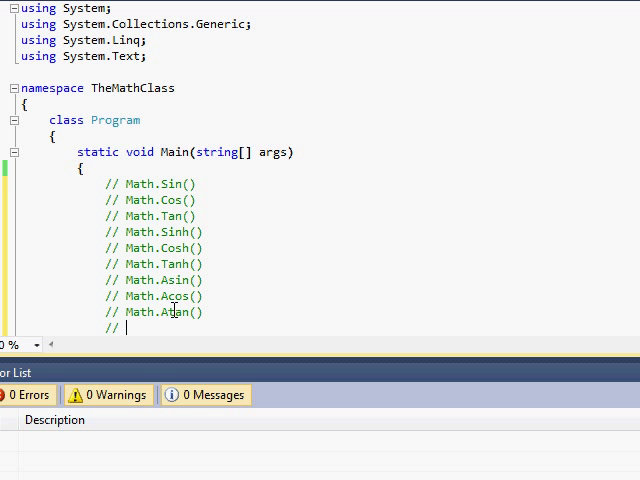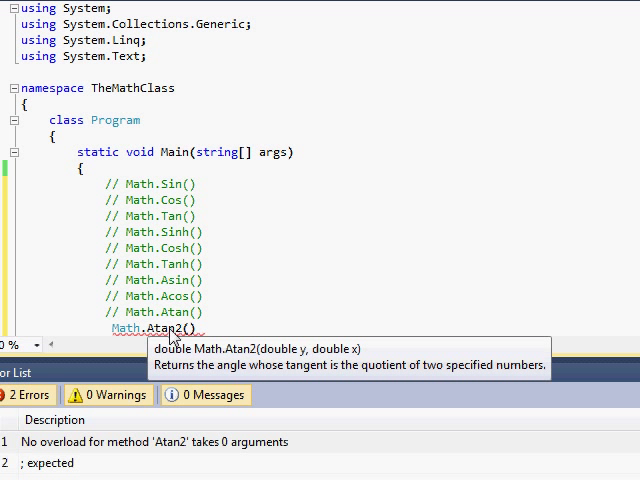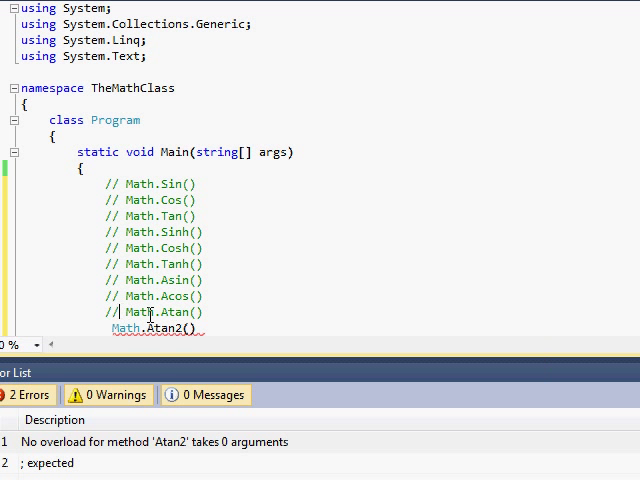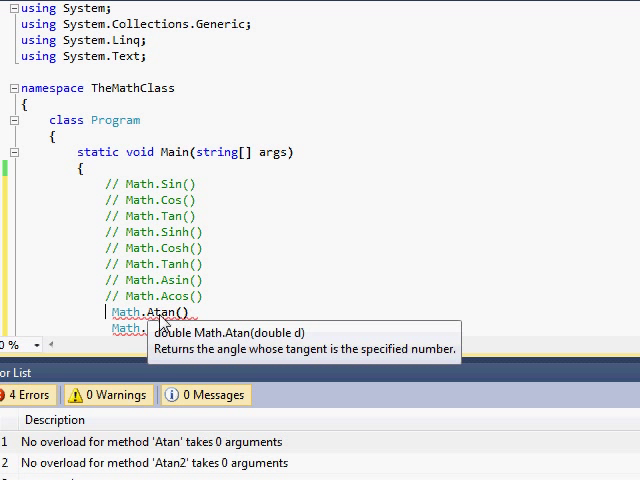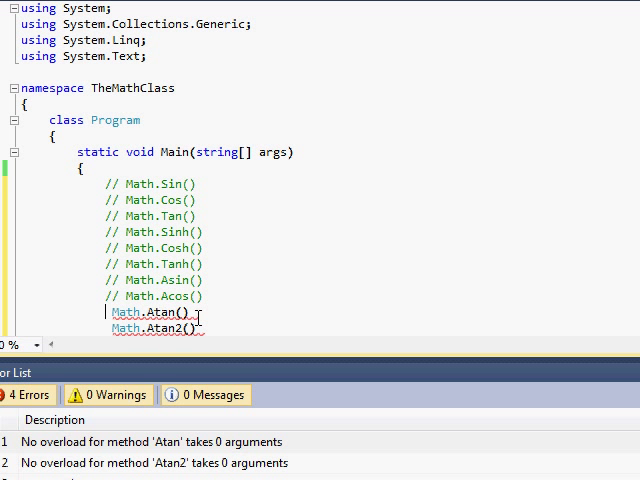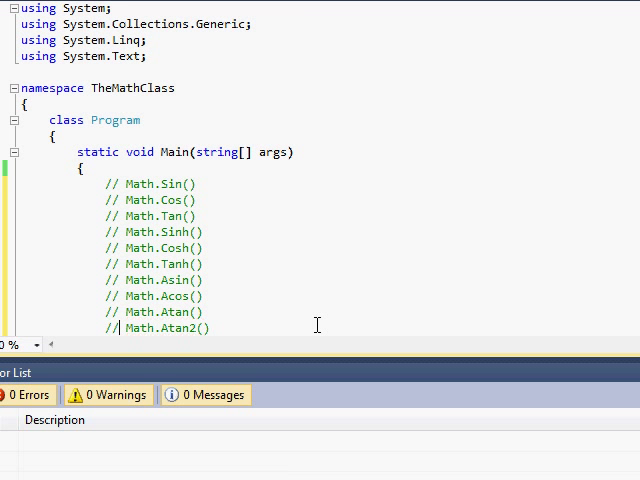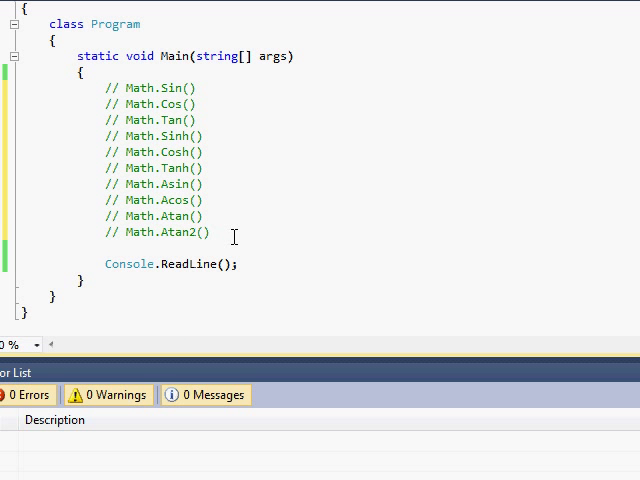And then math.atan2. I'm going to have to show you what that actually does. It says returns the angle whose tangent is the quotient of 2 specified numbers. I think that sounds exactly like atan, whose tangent is a specified number. I don't really know the difference because I always thought the tangent was the quotient of 2 specified numbers. But anyways, those are those methods.